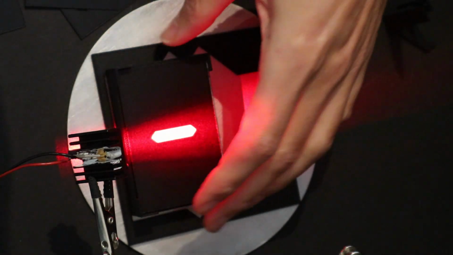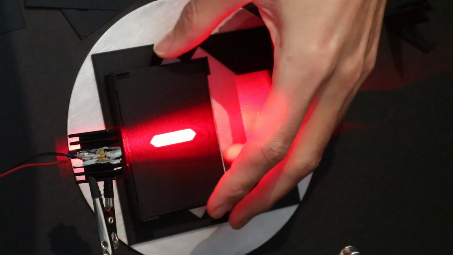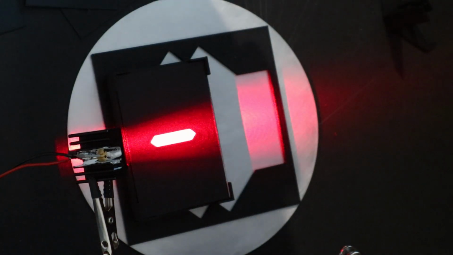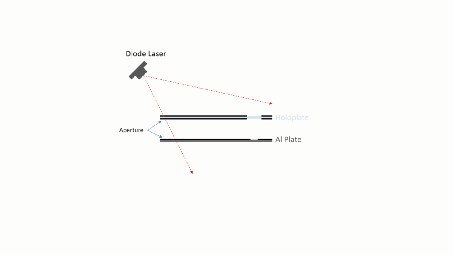A laser beam is illuminating the holographic plate from above at an angle of about 45 degrees. An aperture is placed at both sides of the holographic plate to ensure that only this section is being illuminated. The recorded object is just an aluminum plate, which is placed about 1 cm below the holographic plate.